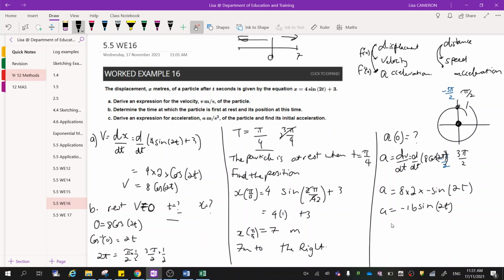Okay, so now I'm going to let t equals 0, minus 16 sine of 0. Now at 0, sine is also at 0. So that's just going to be minus 16 times 0. So our initial acceleration is equal to 0. So the initial acceleration equals 0. And that's it, we're done.